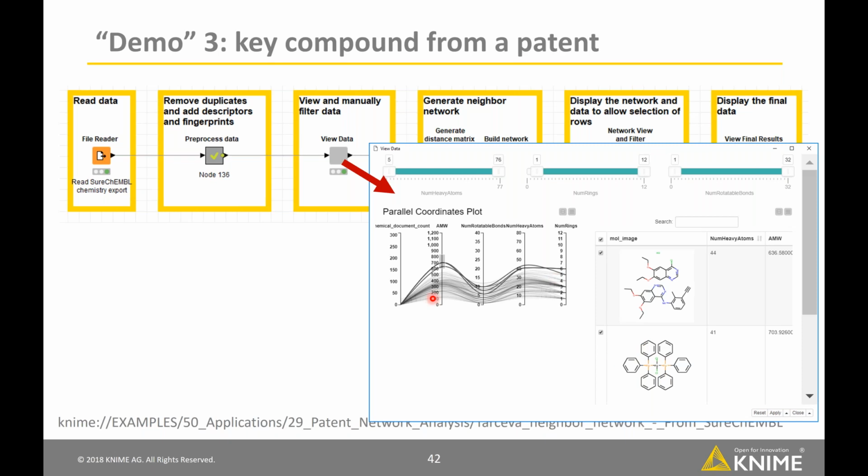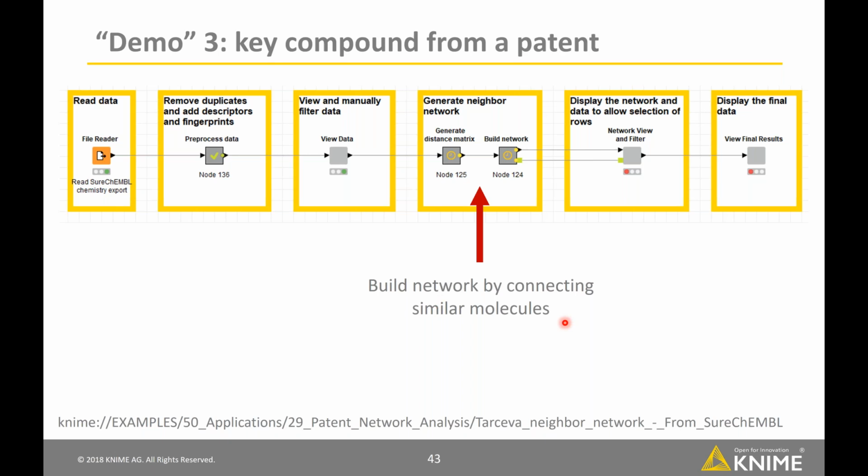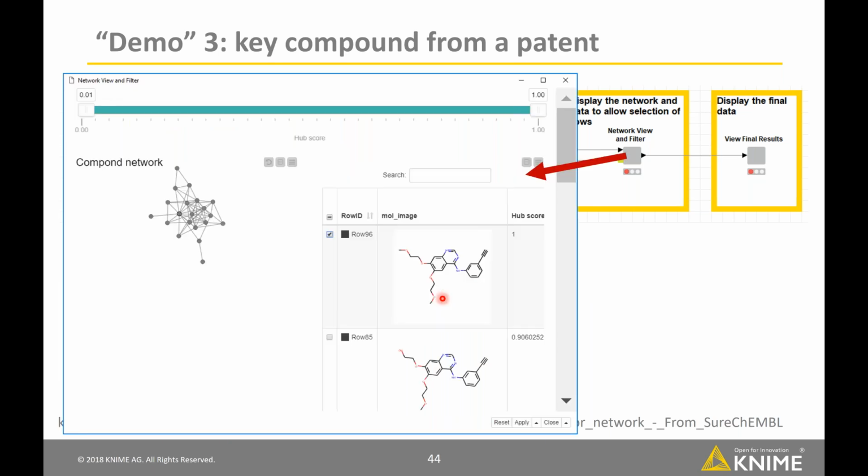Once I'm happy that I filtered out the garbage here, or at least filtered out most of the garbage, I'm then going to move on to the next node. And here I'm going to build a network. I build the network by generating fingerprints for all the molecules and connecting things that are similar to each other. So molecules that have a lot in common with each other. I'm going to build the network, and then the next node I'm going to show that network. So here I have filtered out all of the singletons. That's what the slider up at the top does. I filtered out all the singletons and really small subnetworks, and this is the main core set of molecules that are present in that patent.